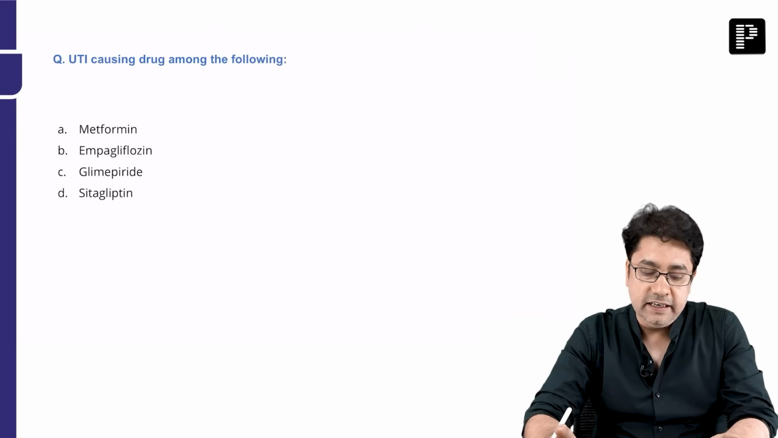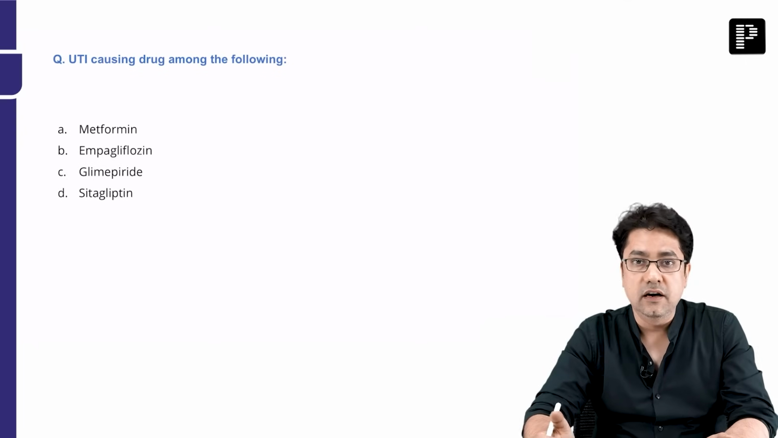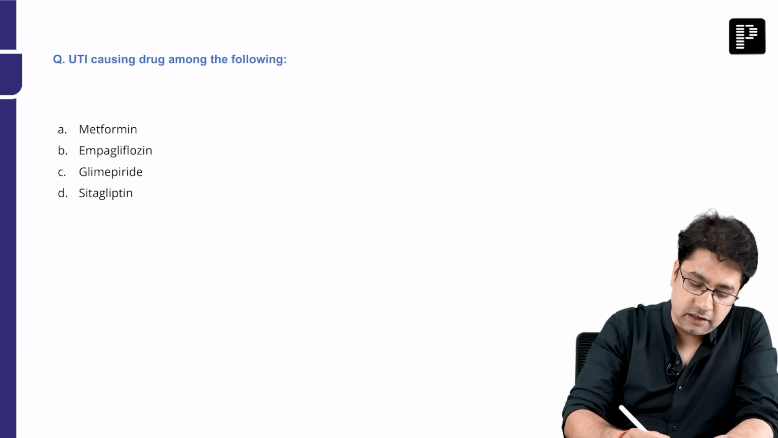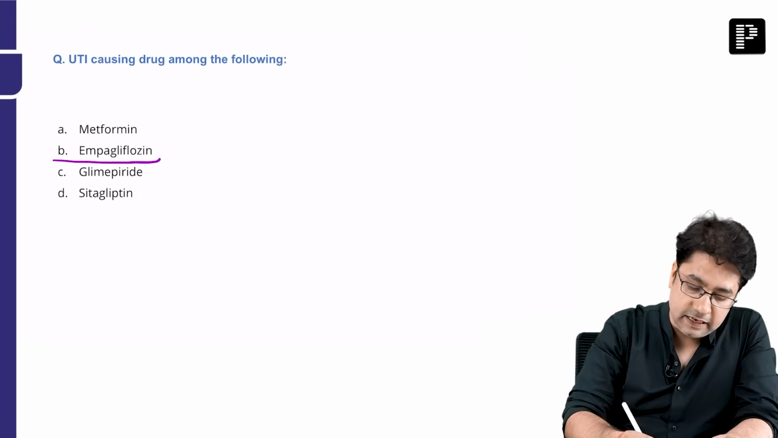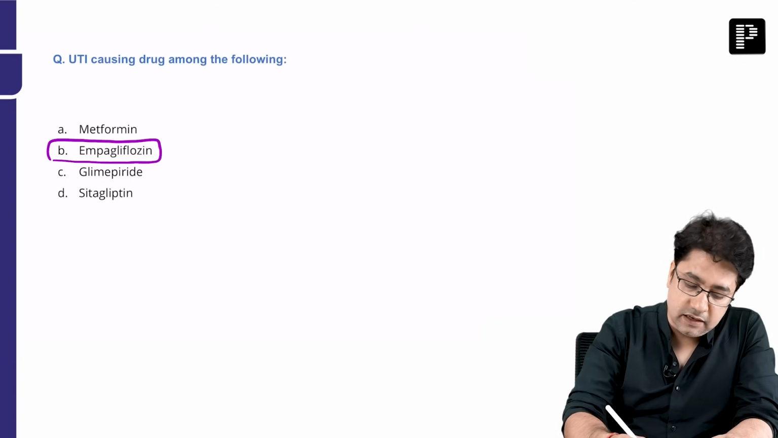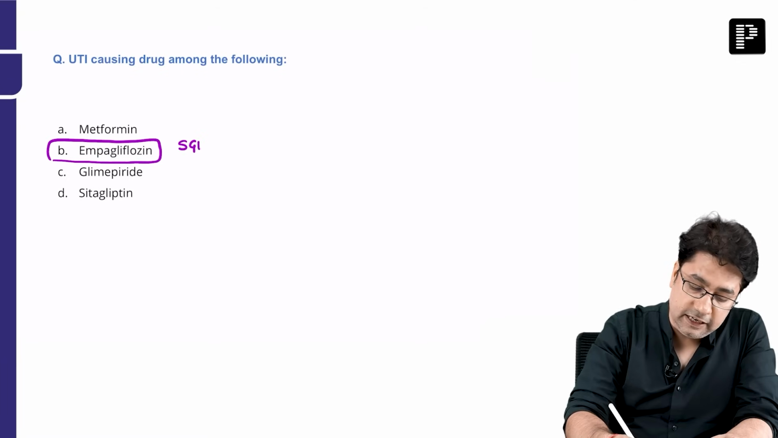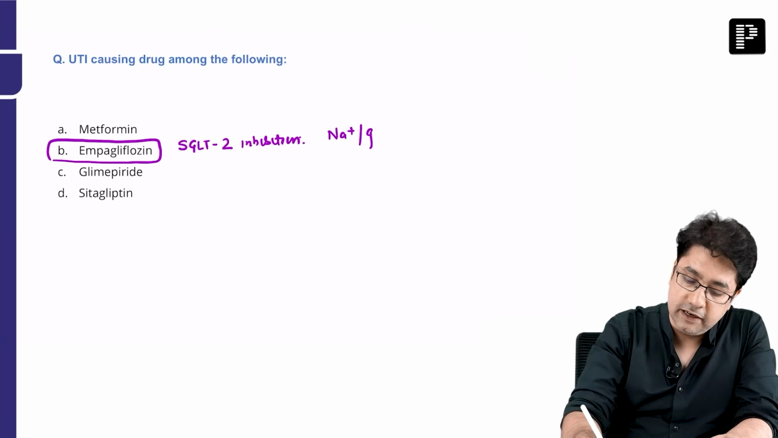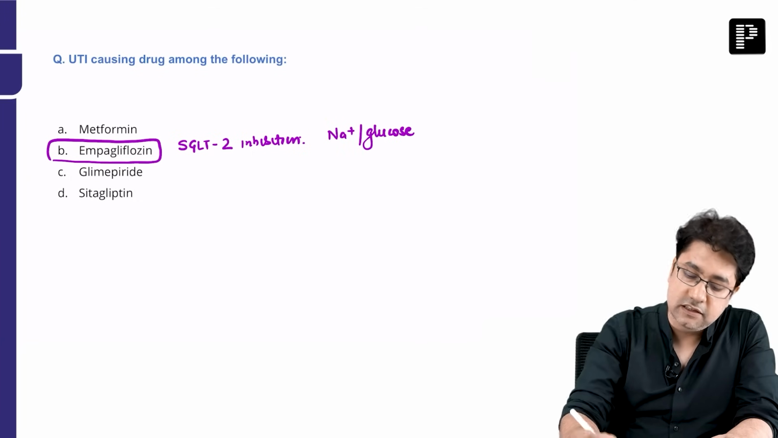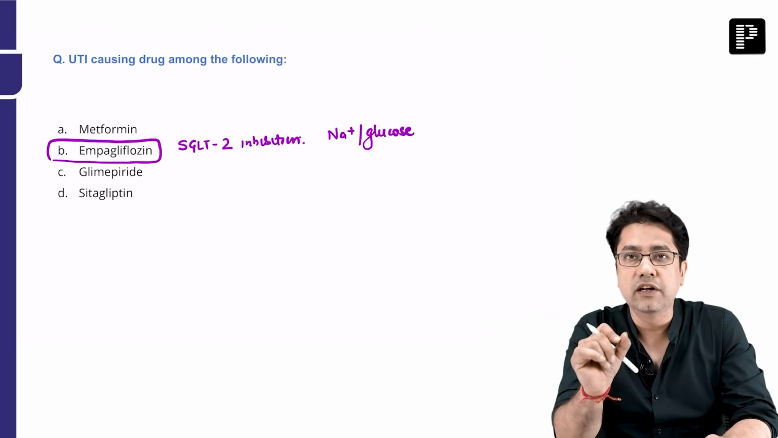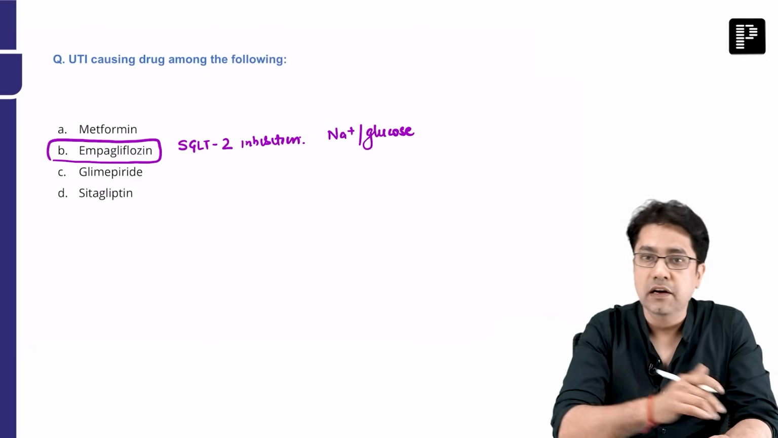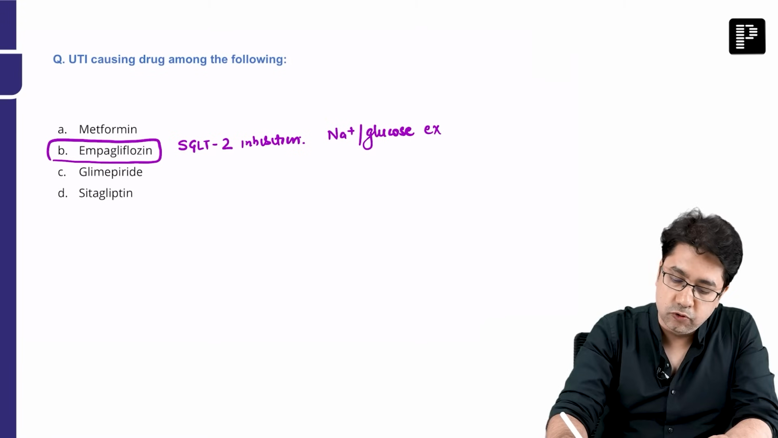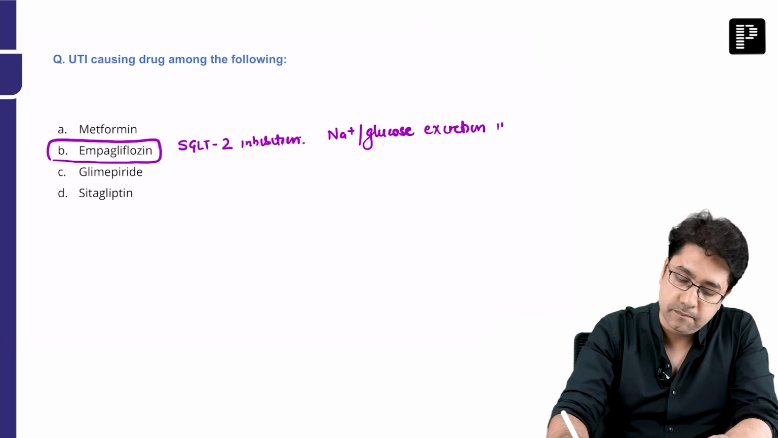UTI, that is urinary tract infection causing drug among the following is. The answer for this question is gliflozin. Any drug ending with the word gliflozin is an SGLT2 inhibitor. Now SGLT stands for sodium glucose transporter inhibitor. So these drugs inhibit the SGLT transporter in the PCT of the nephron, which causes sodium and glucose excretion in urine.